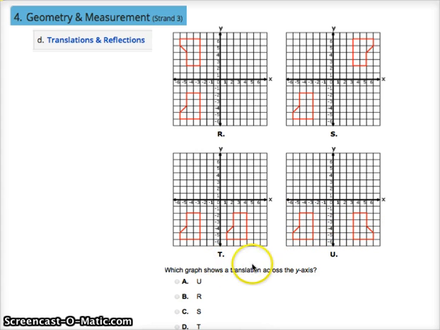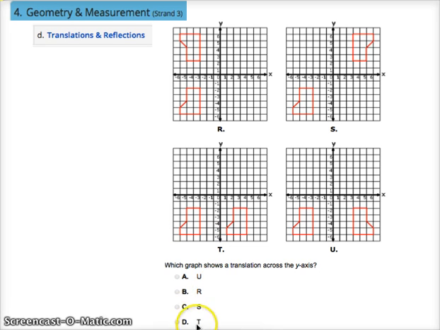So very carefully, it does use the words translation, which it might sneak in instead of reflection. The translation across the y-axis is a slide across. So this object just slides over. The answer is T, which matches letter D.